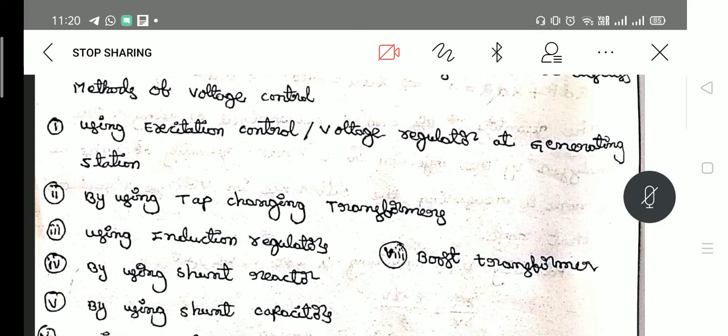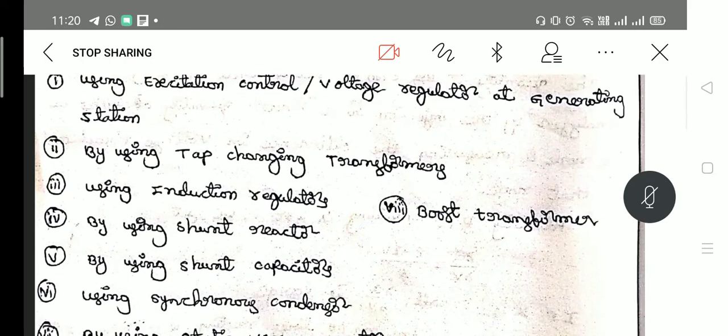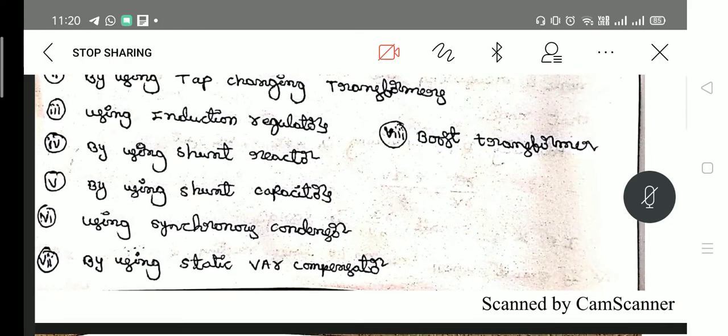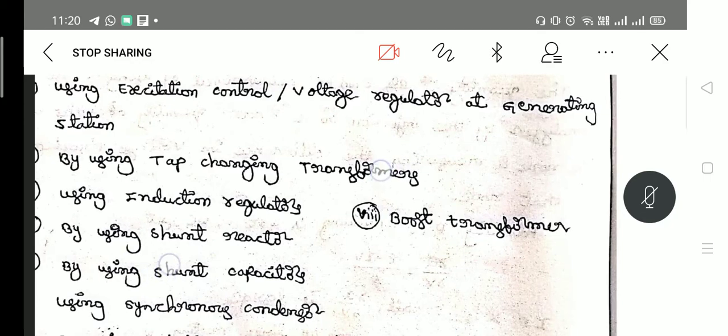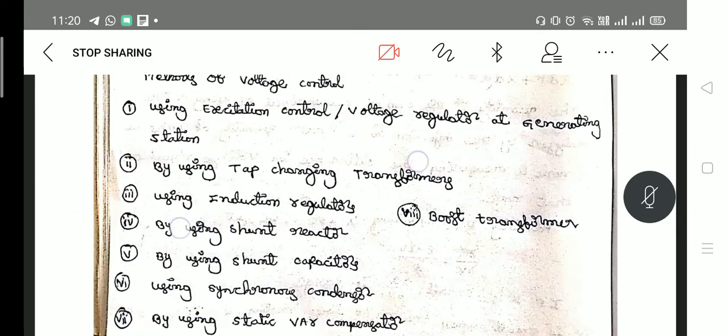That is using excitation control or voltage regulator at generating stations, using tap changing transformers, using induction regulators, using shunt reactor, using shunt capacitor, using synchronous condenser, using the static VAR compensator, and the last one is boost transformer. Eight methods are there in voltage control methods. We can discuss one by one.